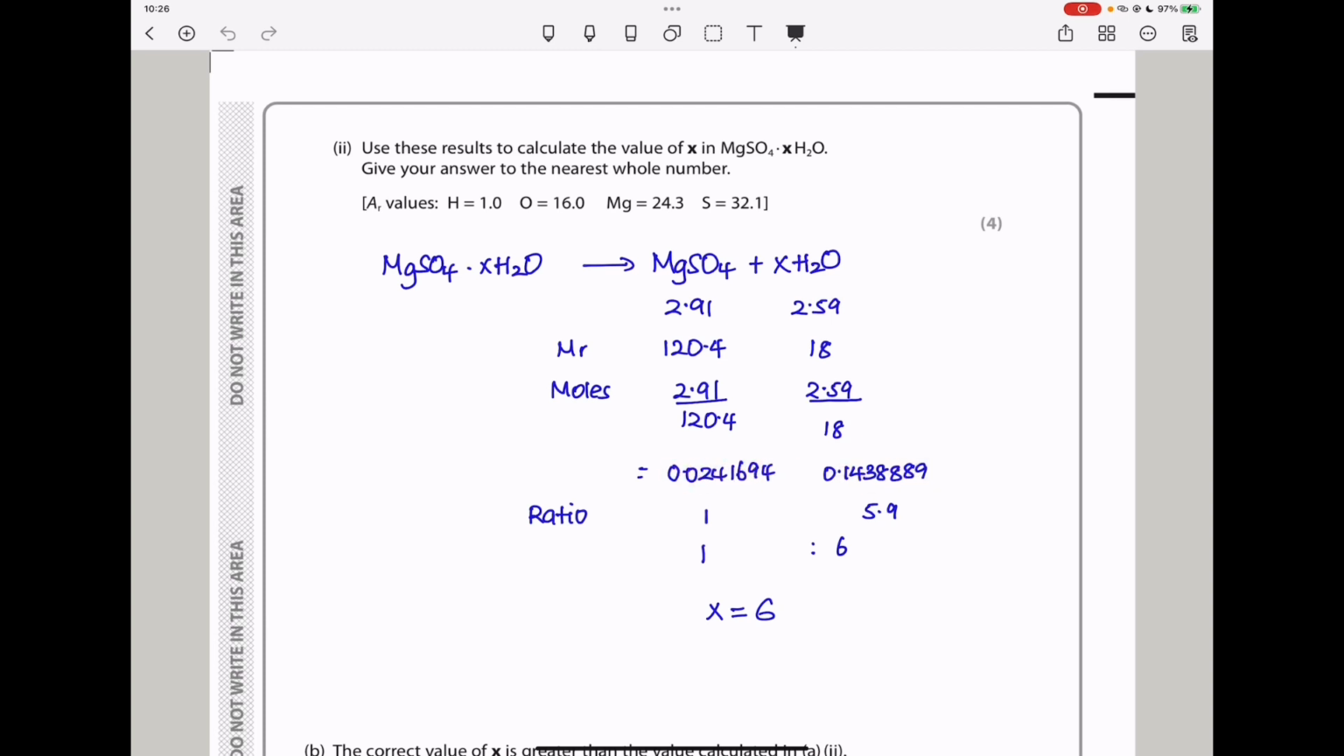To get the mole ratio, we divide through by the smallest number of moles. That divided by that gives us 1, and that divided by that gives us 5.9. Rounding off, it's going to be 1 to 6. Therefore, it should be 1 to x, which is 1 to 6, so x is equal to 6.